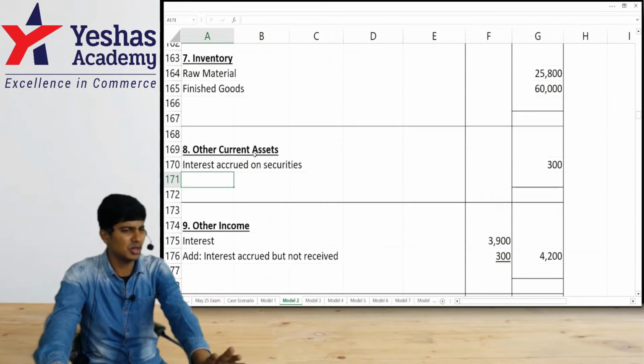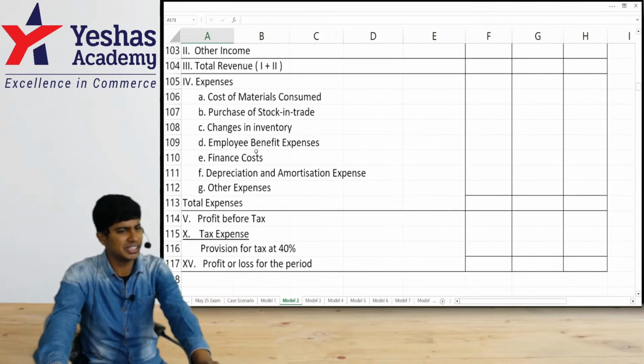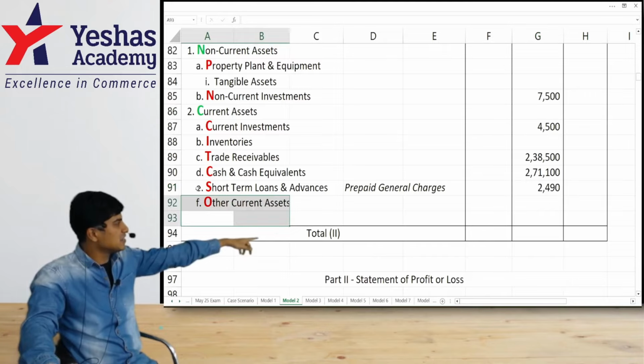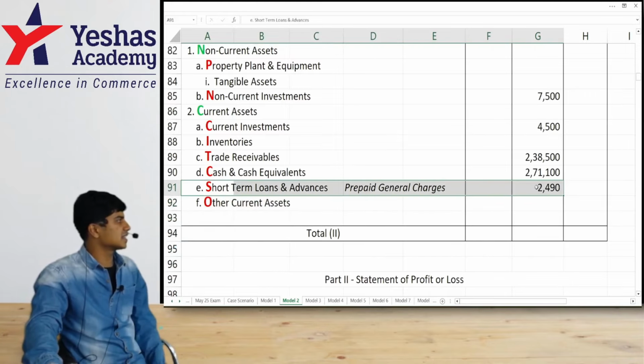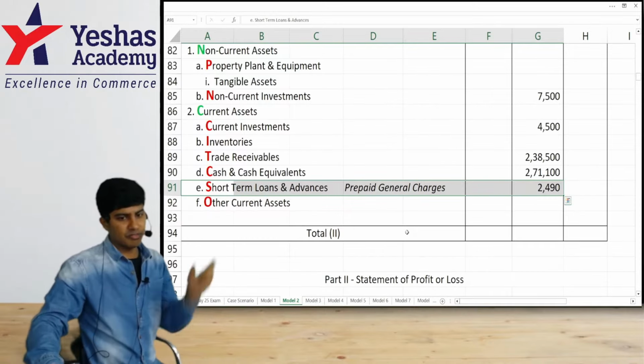Short term. Short term loans and advances. Shall I write balance sheet only straight? Short term loans and advances, prepaid general charges 2,490. It's an advance paid for next year. You get it? Yeah, non-schedule 3 balance sheet, we'll write it in other current assets. Sorry, current assets, so forgot. It's actually a current asset. I am right. But current asset is residuary heading. Specific heading is prepaid general charges is written as short-term loans and advances. If you want, you can open notes to accounts for the same.